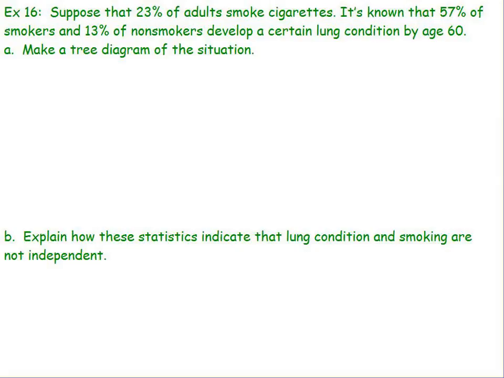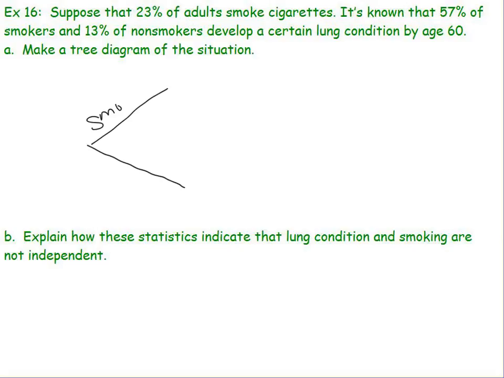So, suppose that 23% of adults smoke cigarettes. It is known that 57% of smokers and 13% of non-smokers develop a certain lung condition by age 60. Make a tree diagram. So obviously we're talking about smokers and non-smokers, and we're also talking about lung conditions. So again, think logically, what would make sense to come first? The smoking or non-smoking, or the lung condition? Obviously it makes more sense to be a smoker first. So we're going to start off our tree with 2 branches, because there's only 2 options here.